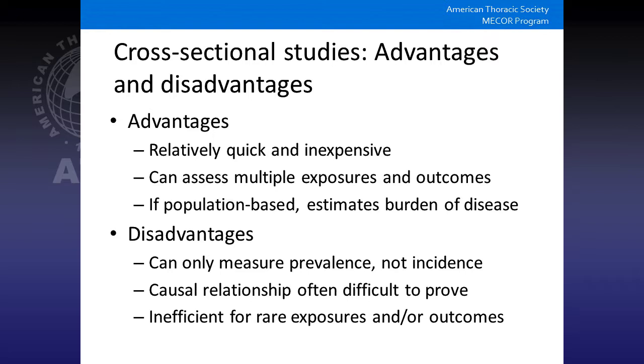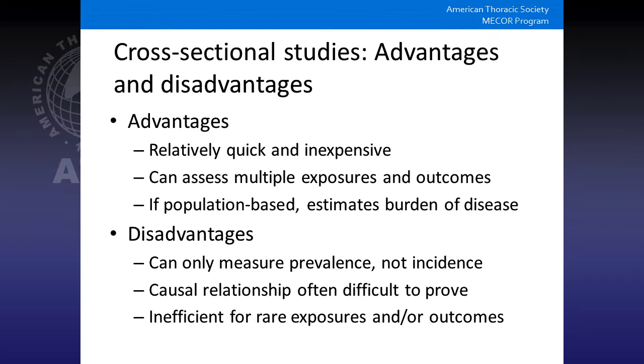The advantages of a cross-sectional study are that it's relatively quick and inexpensive, so it doesn't require a lot of resources. We can also, at our point of contact with each participant, ask them a lot of questions. So we can ask about various exposures and various outcomes. We don't have to stick with just one exposure and one outcome.